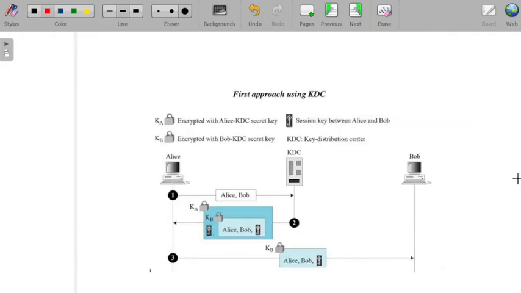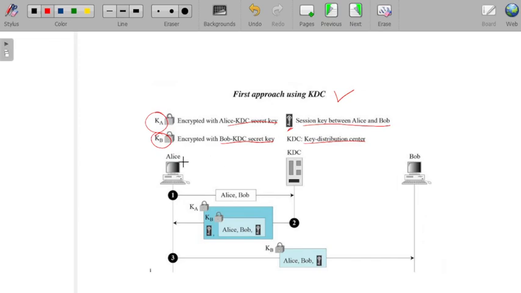In the given diagram, this is our first approach. We are using the secret key between the users and our KDC. First of all, consider that KA is the key shared between Alice and the KDC. KB is the key shared between Bob and the KDC. KDC is nothing but our key distribution center, and this is the session key between Alice and Bob. So now let's check.